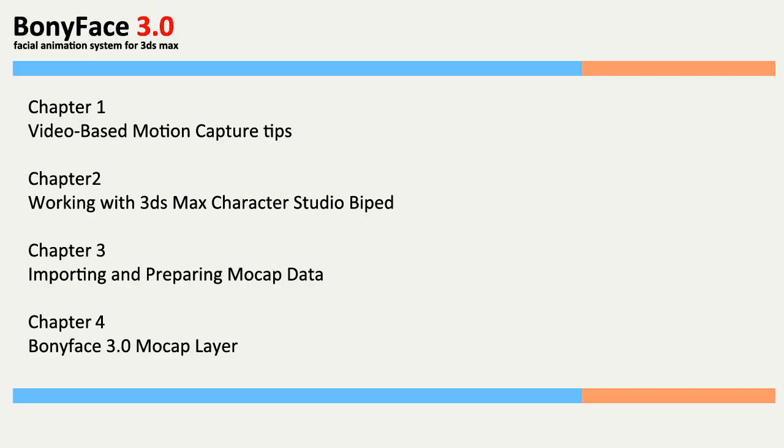In Chapter 2, I'm going to show you how to work with BonyFace 3 and a 3ds Max biped character. In Chapter 3, I'm going to import the mocap file and prepare it to use it with BonyFace. Finally, in Chapter 4, I'm going to show you the new mocap layer and how to transfer the animation from the mocap data to the face with BonyFace 3. So let's continue with Chapter 1.